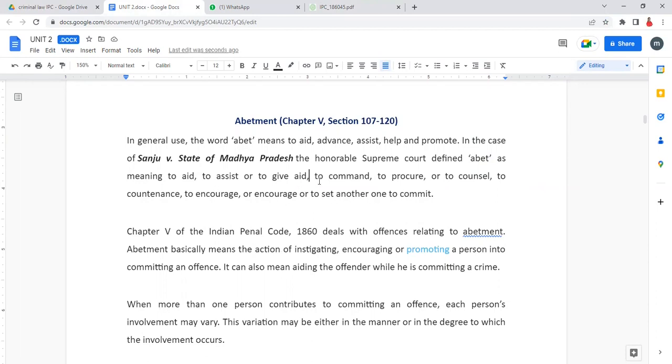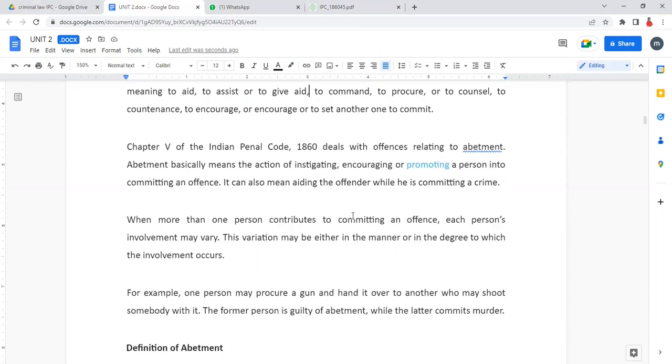A lot of different situations might be there wherein a person is in some way helping the other one commit a crime. In such cases, we will say abetment to commit a crime. Another person is guilty or responsible for abetment to commit a crime. So Chapter 5 deals with abetment. It basically means the action of instigating, encouraging, or promoting a person to commit an offense.